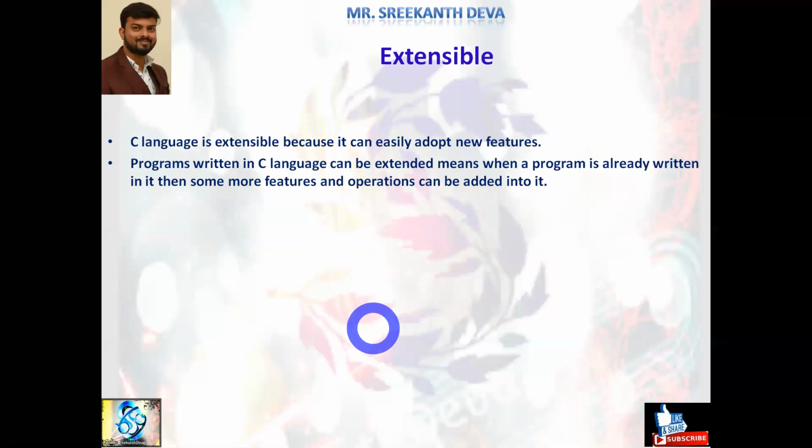C language is extensible because it can easily adopt new features. A program written in C can be extended, meaning that when a program is already written, some more features and operations can be added to it. Some projects you developed with C can also be extended with the help of C programming.